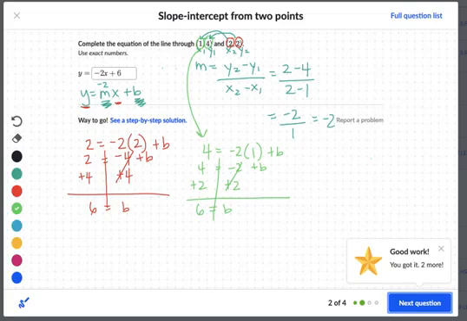So that's that. That's finding the slope-intercept form from 2 points. This one, like I said, is a little bit more tricky, so you're going to have to do a little extra practice, write down all your work, keep track of all your work.